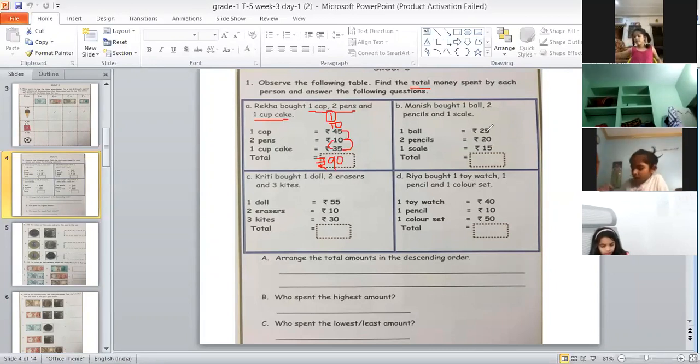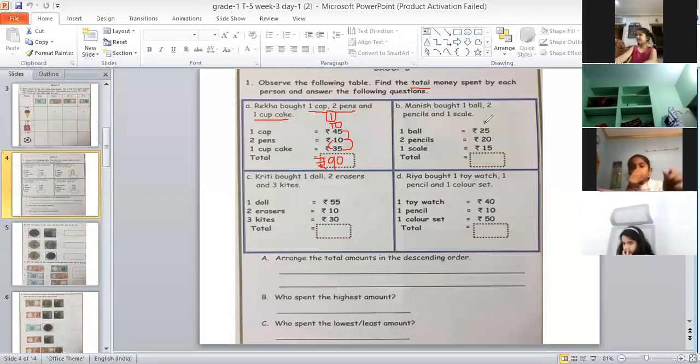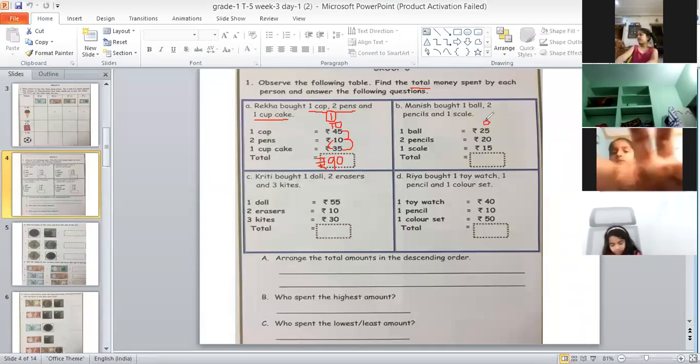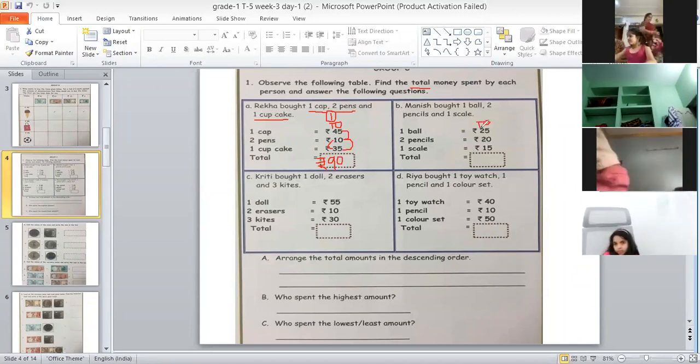Now we'll see what we have in ones place and what we have in tens place. Ashita, tell me, in ones place, what are the numbers? 5, 0 and 5. Very good. That's correct. Arohi, please unmute yourself.